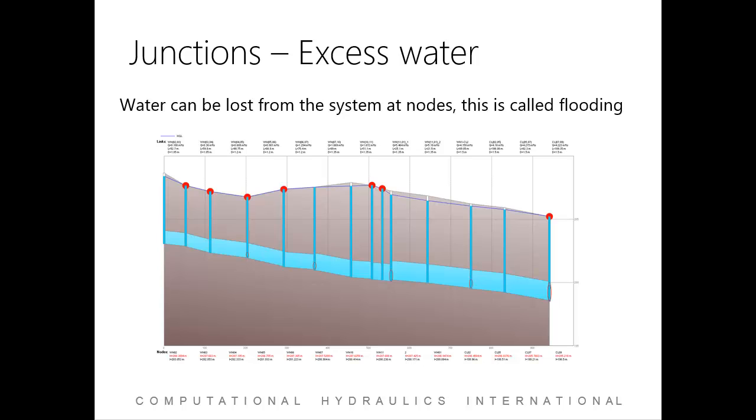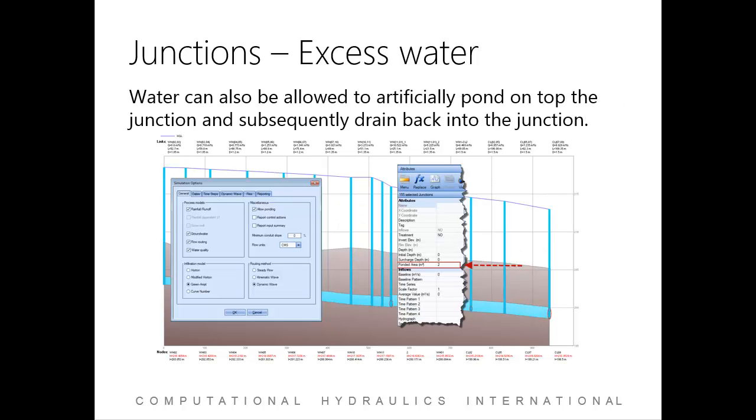When the computed water level at a node exceeds the rim elevation, water will be lost from the system. This is referred to as flooding. In the conduit profile shown here, the flooded junctions have been highlighted with red circles. Water can also be allowed to artificially pond on top of a junction and subsequently drain back into that junction if a ponded area is assigned, as highlighted in this slide.